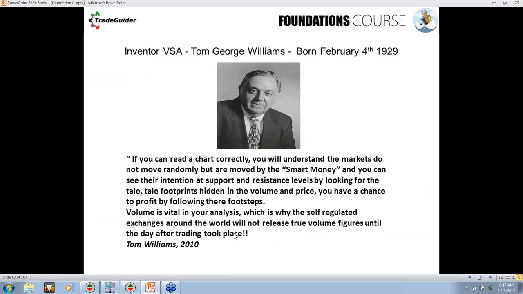And here's the man that invented volume spread analysis. His name is Tom Williams. You should all know who he is. He was born on February the 4th, 1929.